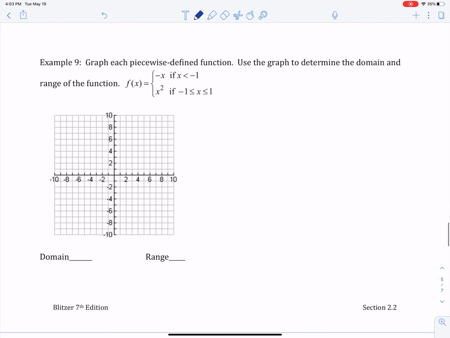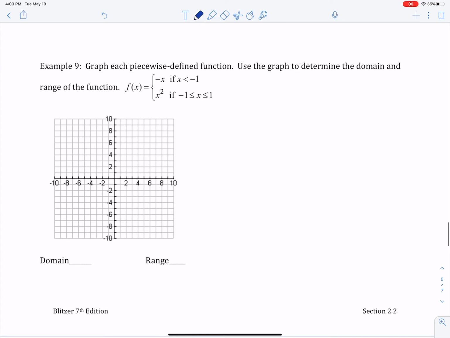Graph each piecewise definition. Use the graph to determine the domain and the range. So exactly the same question. The difference here is there is a quadratic function. If we don't remember how to graph it, we may plot some points.